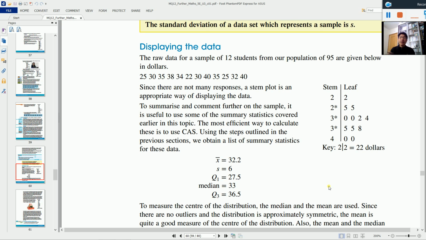So the very last thing for today, you would need to be able to display those data. If you have a set of data, you need to choose what is the best way to describe it. So for the question here, we choose the stem plots. So we've got a stem plot here to describe those data. But this is not the most important part of statistics.